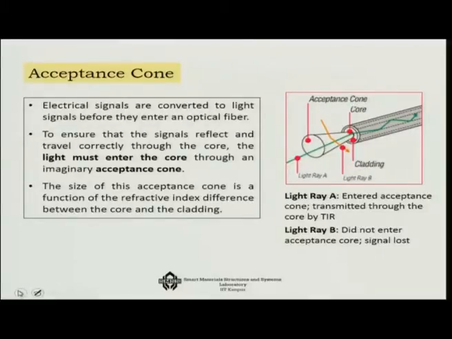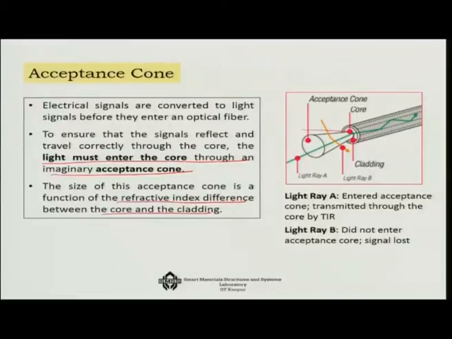Now, to ensure that the signals reflect and travel correctly through the core, the light must enter the core through an acceptance cone. Because if the angle is more, then the light will not be able to go inside the system and it will be lost. So, it is a function of the refractive index difference between the core and the cladding. This is something that is very important.